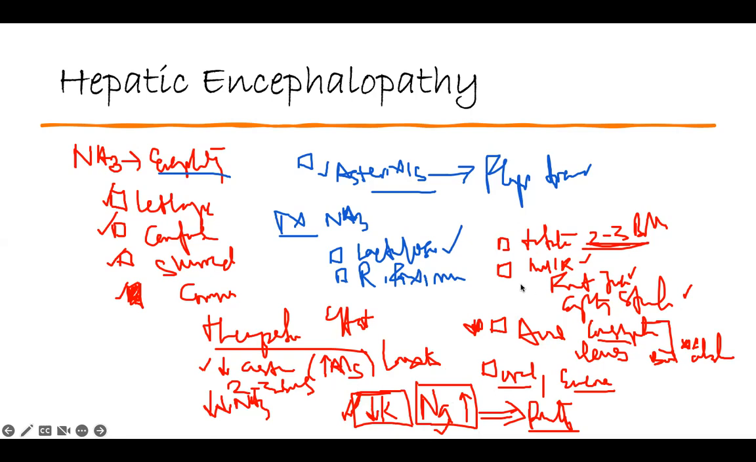For anybody on lactulose, this is very, very important because of the dehydration. It's a laxative, so they have multiple bowel movements and they lose all their potassium, and then they become dehydrated and their sodium will go up.